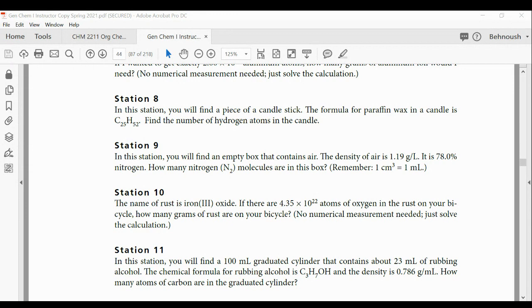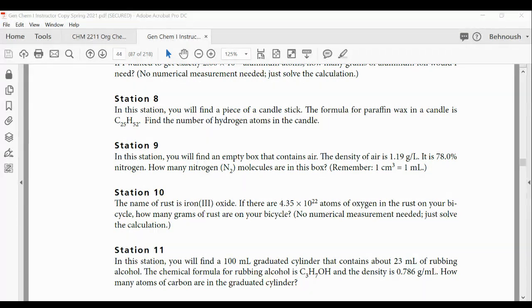How do you get the mass of nitrogen? 78%. Okay, that would be the mass of air times 0.78, right? Okay, so now we have the mass of nitrogen. What's the next step?